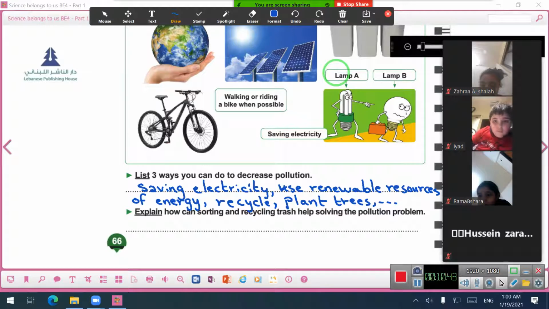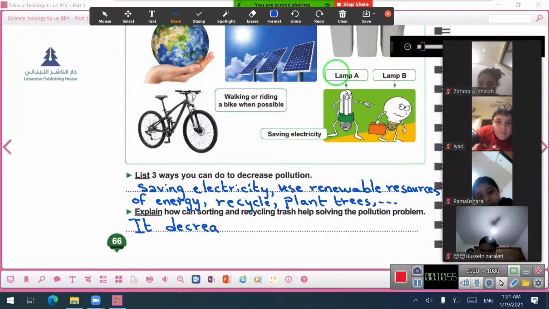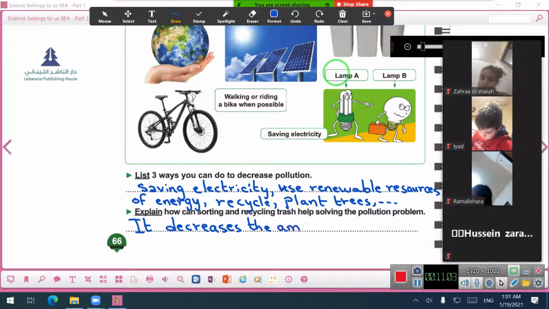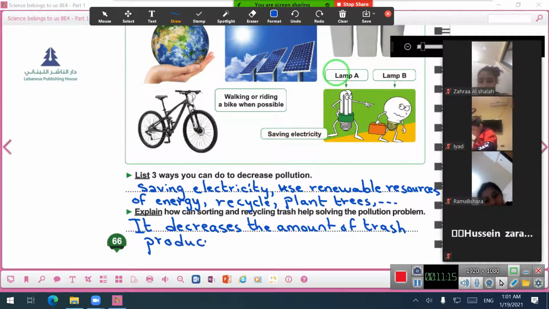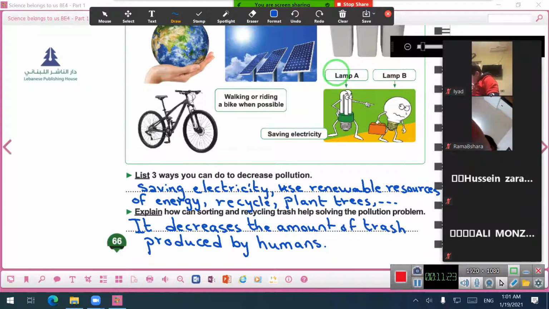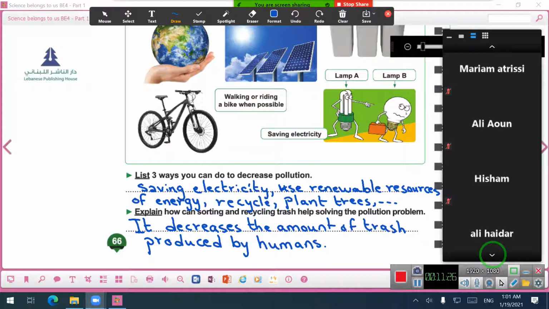In number 2, we have to explain how sorting and recycling trash helps solve the pollution problem. This way decreases, meaning reduces, makes less. It decreases the amount of trash. Trash means waste or garbage produced by humans. So, in this session, we learned more about energy resources, how we can reduce or stop pollution, and what we should do to stop it.